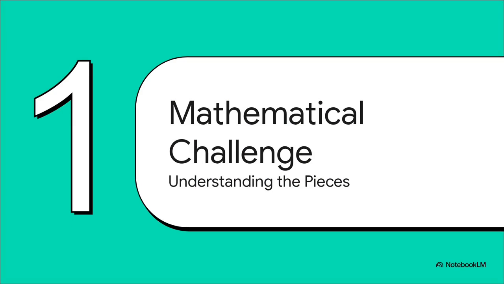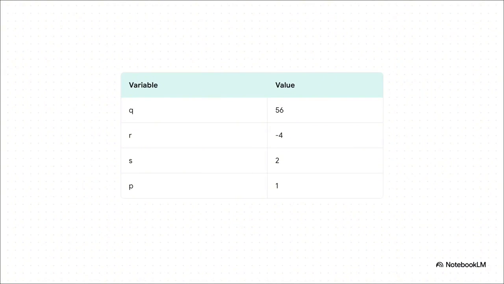So before we can solve anything, we need to know what we're working with, right? The very first step in any puzzle is to just lay out all your pieces on the table. For us, that means figuring out all the known values we've been given. So, here are the pieces to our puzzle. We're told that q is 56, r is -4, s is 2, and p is 1. We're going to be swapping these numbers into our expression as we go along.